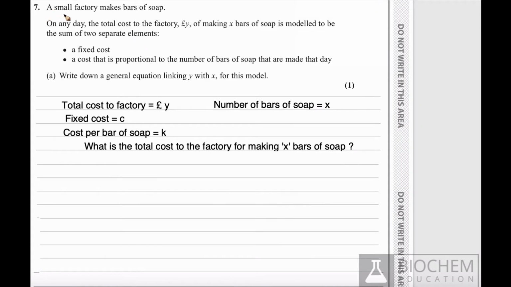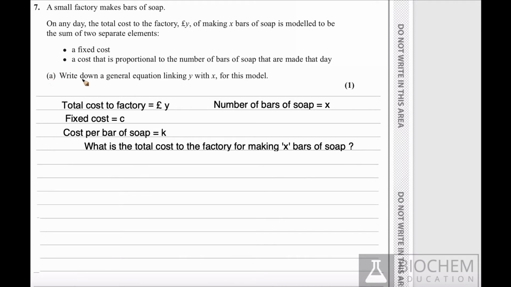Question 7. A small factory makes bars of soap. On any day, the total cost to the factory, denoted by a variable y pounds, of making x bars of soap is modeled as the sum of two separate elements. In other words, the cost to the factory, y pounds, for making x bars of soap is made up of two elements, which is a fixed cost and a cost that is proportional to the number of bars of soap that are made that day.